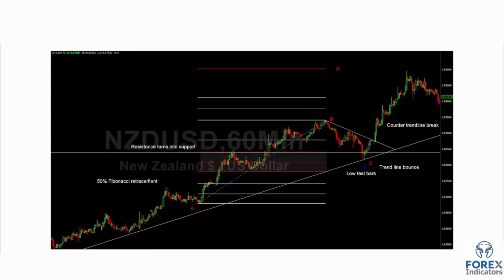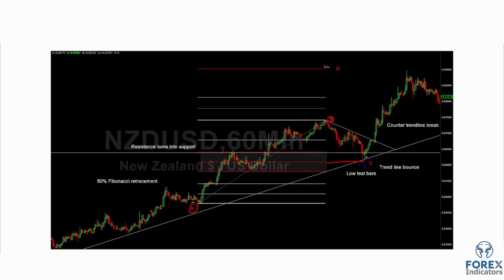So here's an example of what we're talking about. Here's a Fibonacci indicator that's been drawn in for us. So here's our A. This bit up here is our B, and here is our C. It pulls back to the 50% Fibonacci retracement. Here's our 50%, the red zone. Here's our target.